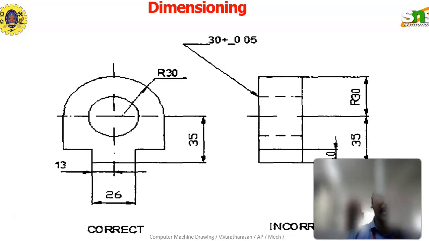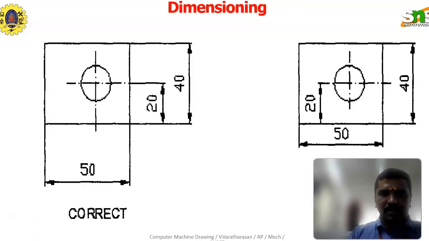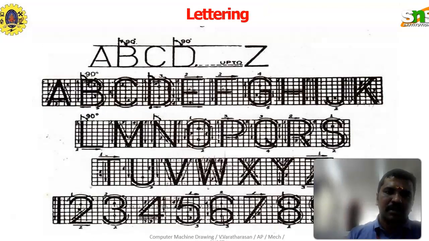Here in this figure it will be clearly represented, and this figure is also clearly representing how we can correct the dimensioning in the drawing. Okay. So this is one more example. This is another example.